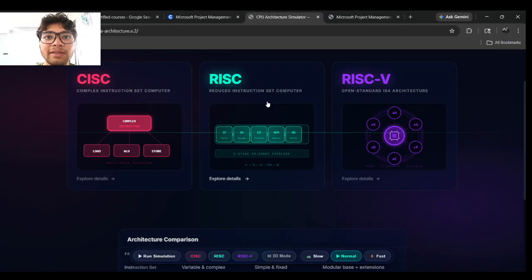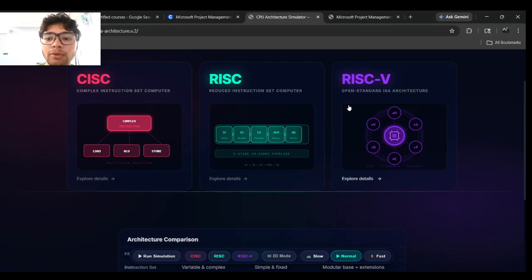In the simulation, we can see multiple instructions moving through the pipeline at the same time, which demonstrates this concept visually. You may also notice slight pauses or delays. These represent pipeline hazards or stalls, which occur when instructions depend on each other. Overall, RISC focuses on simplicity, speed, and efficient execution using pipelining, which is why it is widely used in modern processors.